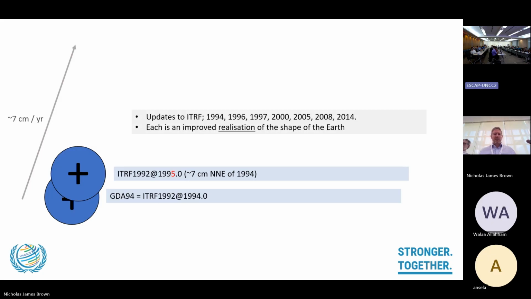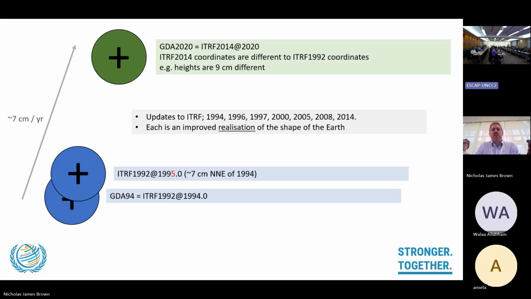Since that time, there were updates of ITRF: 1996, 97, 2000, 2005, 2008, 2014, and each improved realization of ITRF over time had an improved definition of the shape of the Earth, which is great. What we noticed was that the difference between ITRF 2014 and ITRF 1992 was 9 centimeters in height. That was quite a significant difference that needed to be taken into account. It shows how these realizations of ITRF improve over time, because we had more SLR data, more VLBI data, more GNSS data, so we came up with a better defined definition of the Earth.